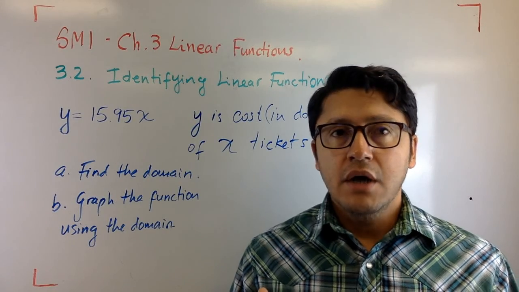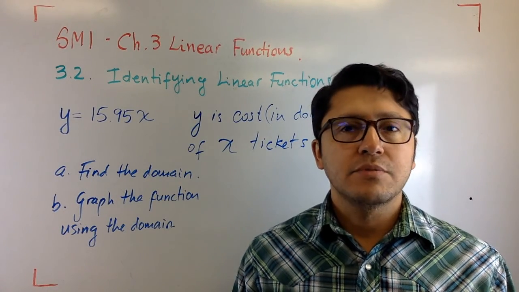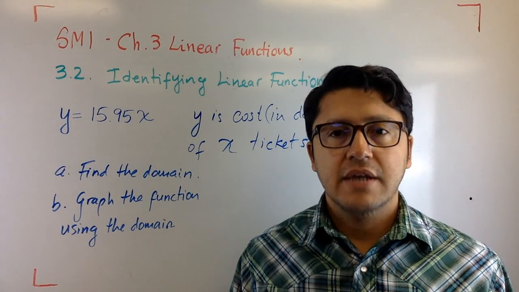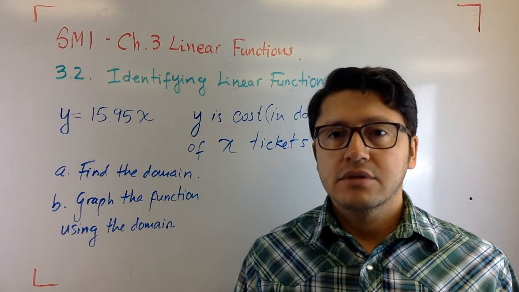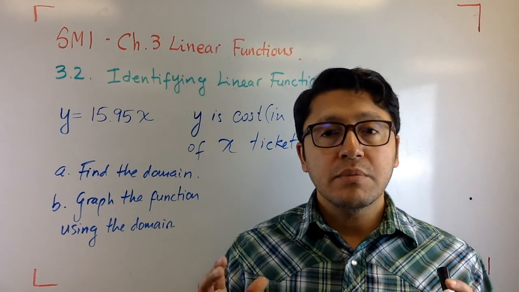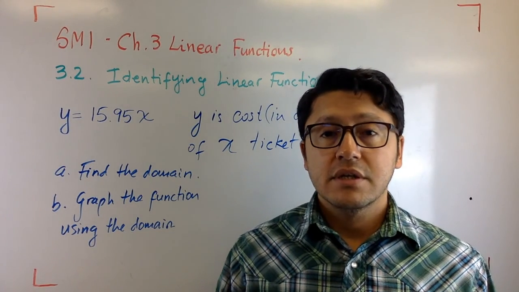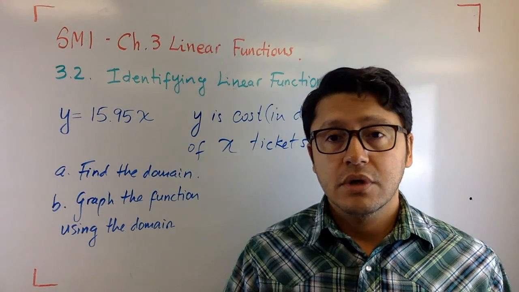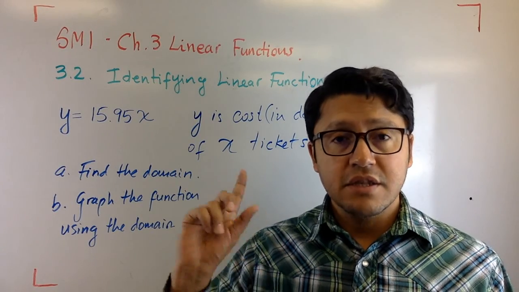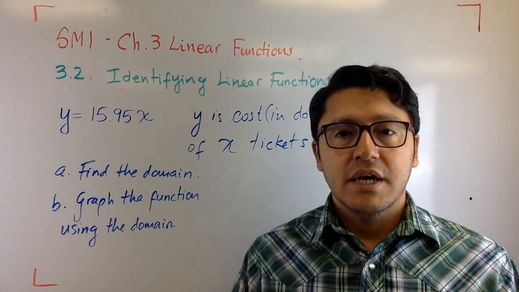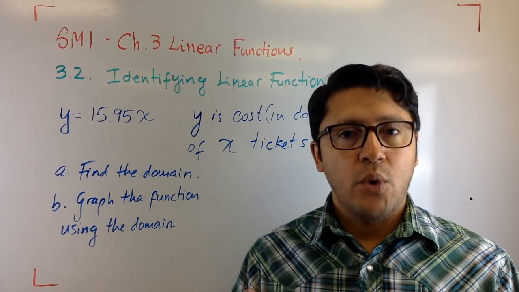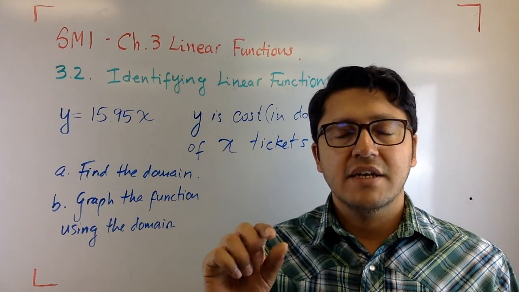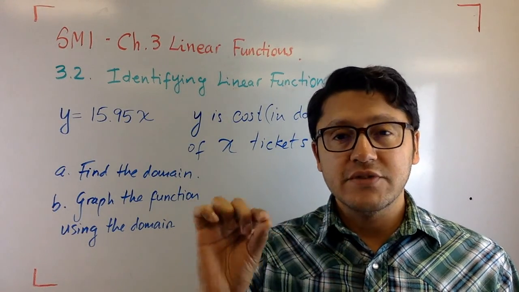Now, another question. Is it possible to buy half a ticket, 1.5 tickets or things like that? Well, it doesn't make sense either. So it means that the domain will be limited just to whole numbers, okay? So that also helps you understand whether this function is going to be discrete or continuous. Well, it cannot be continuous because the x values can only use certain values.